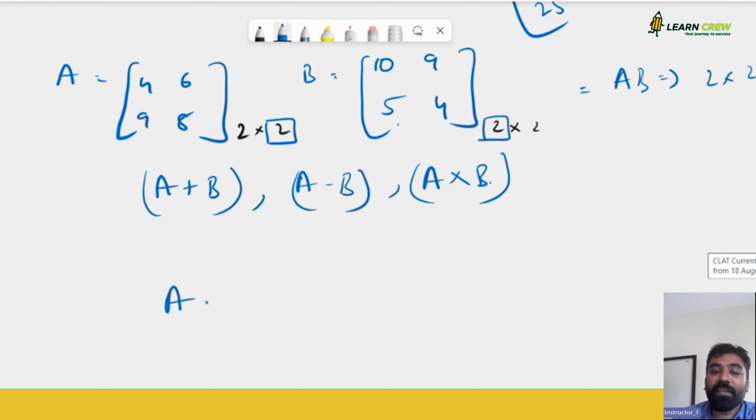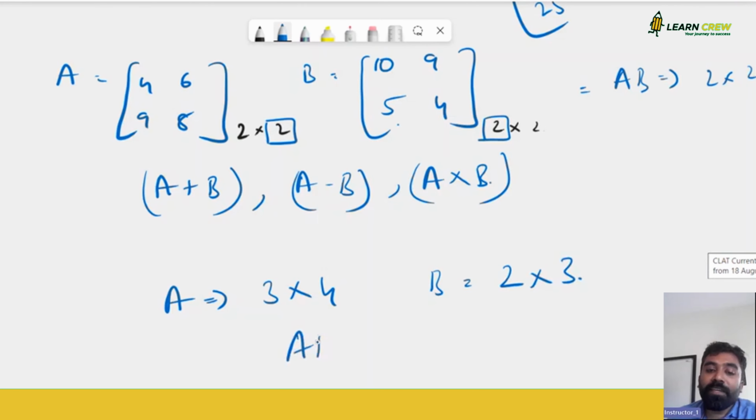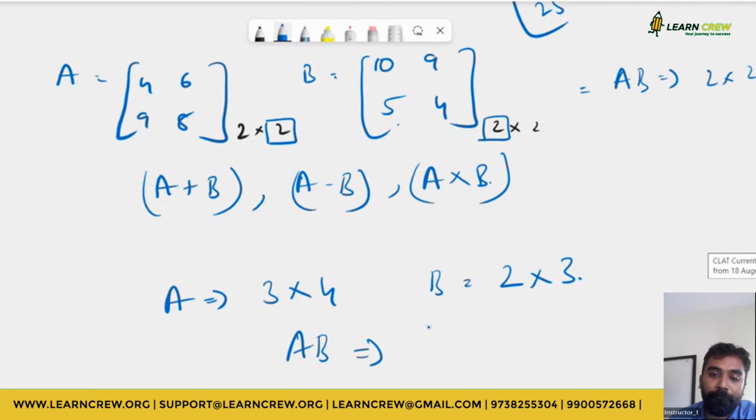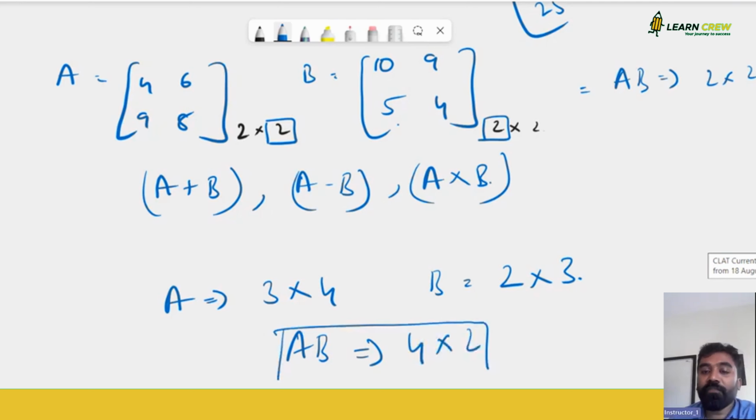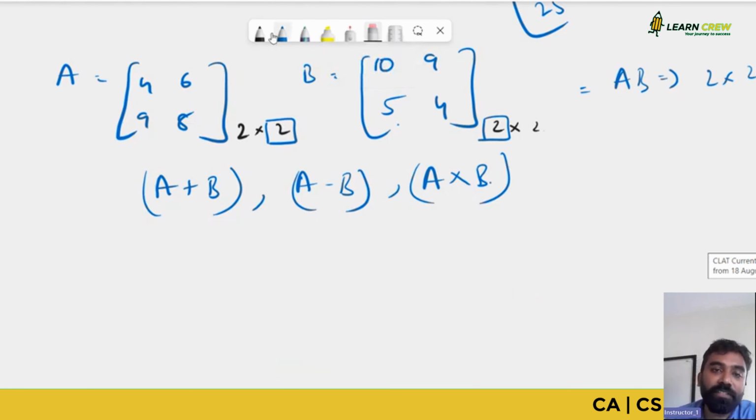Example, if I'm telling A matrix is 3 cross 4 and B matrix is 2 cross 3. Now, what will be AB matrix order? 4 cross 2. This will be the order of AB matrix, right? Okay. Now, hope this is clear. Now, I want you people to solve it and let me know the answer quickly.